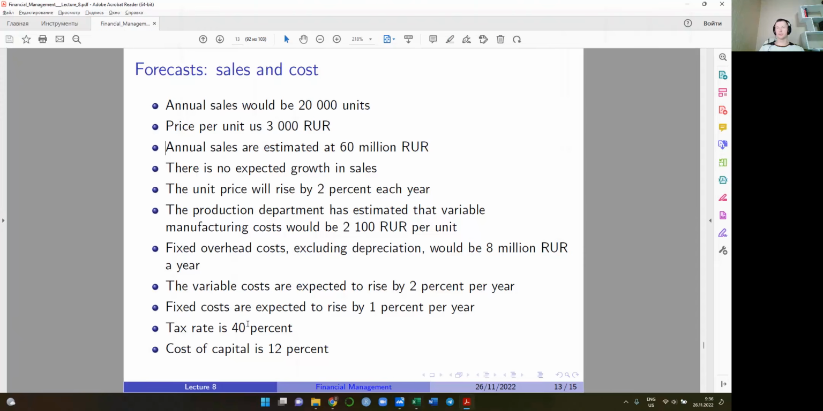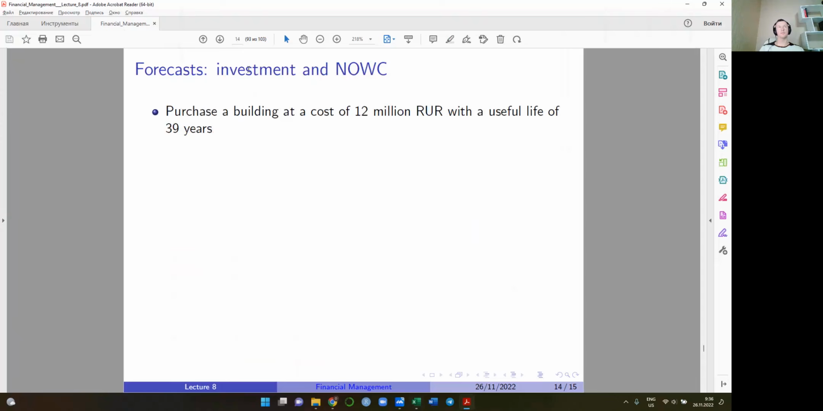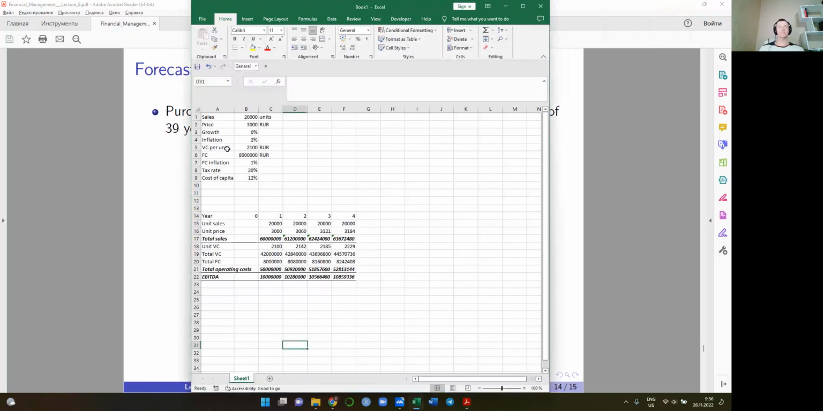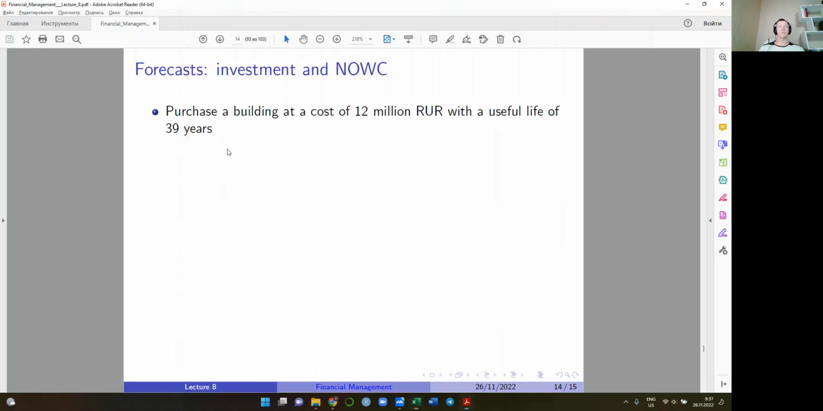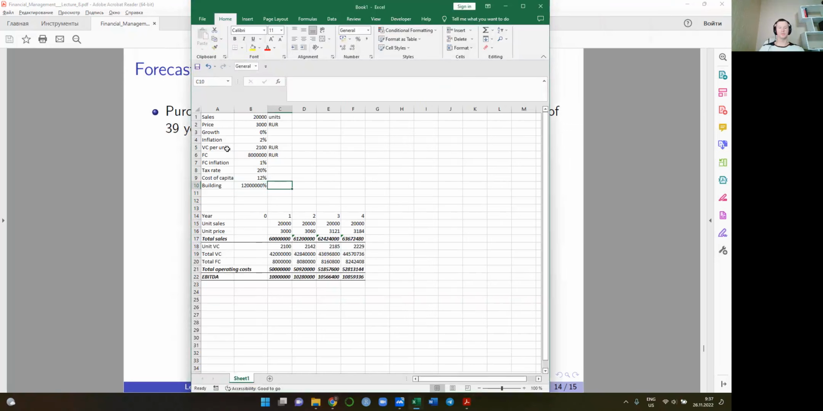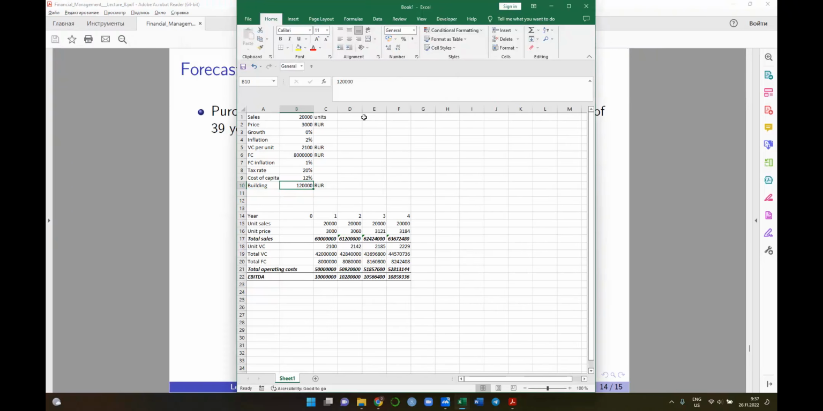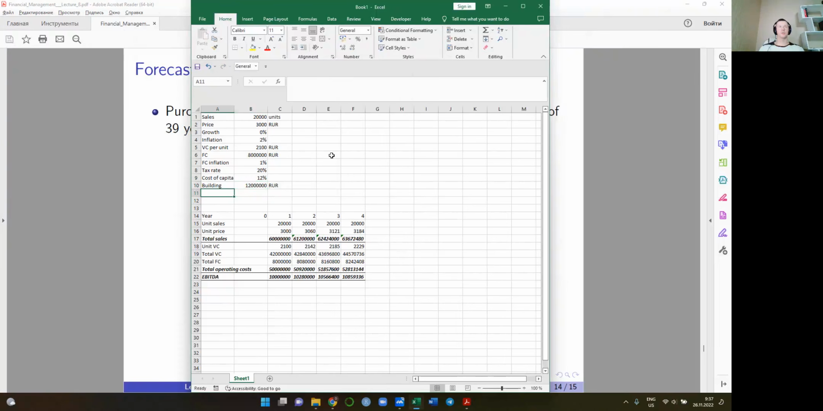Now we need to add information for depreciation, investment, and net operating working capital. Let's see what we expect about them. We purchase a building at a cost of 12 million rubles with a useful life of 39 years. Let's write this down here. Building: 12 million rubles, not percent. Building useful life: 39 years, not percent, years.